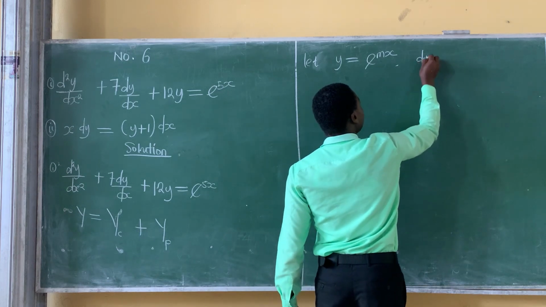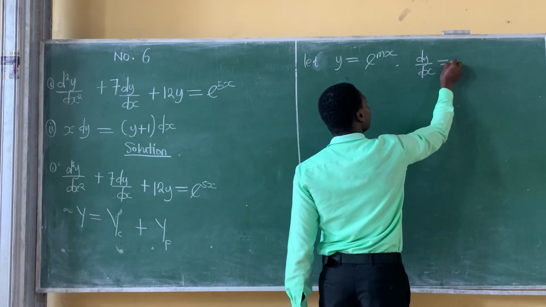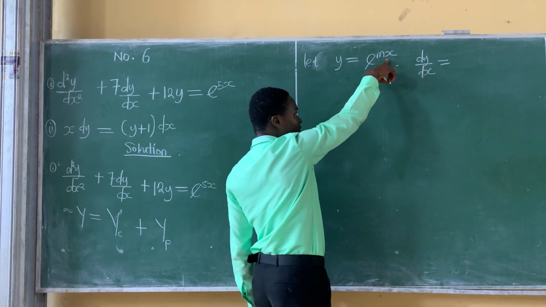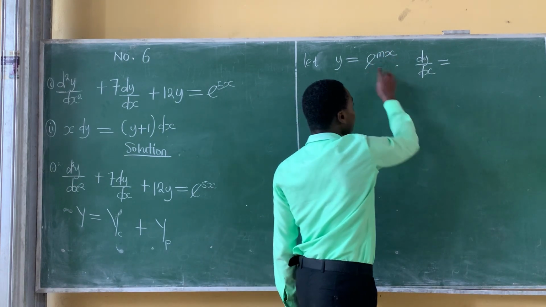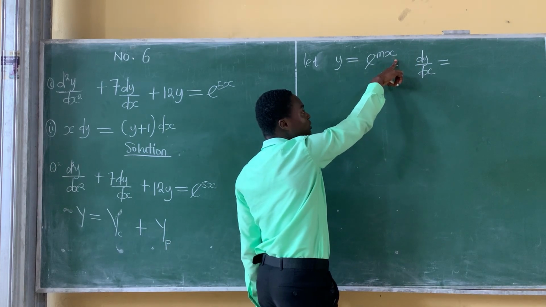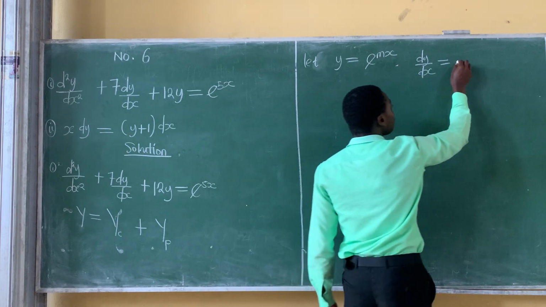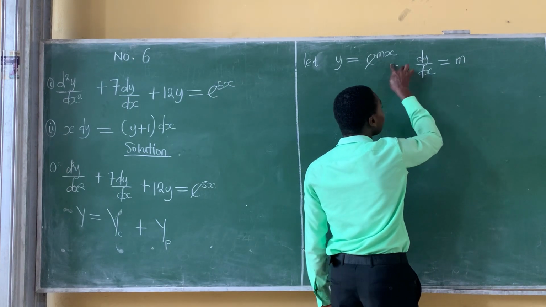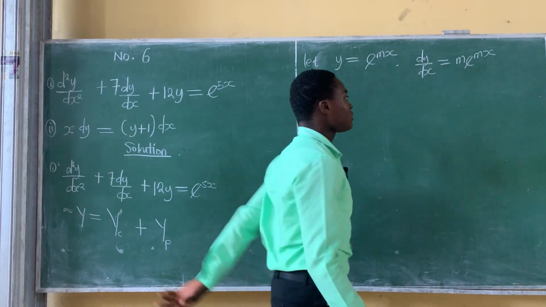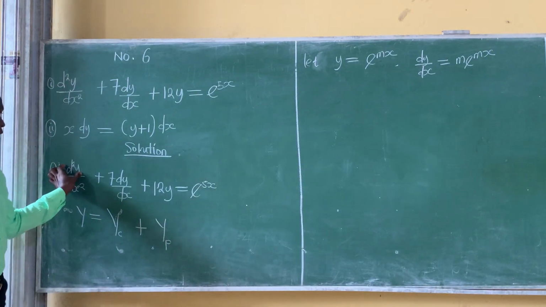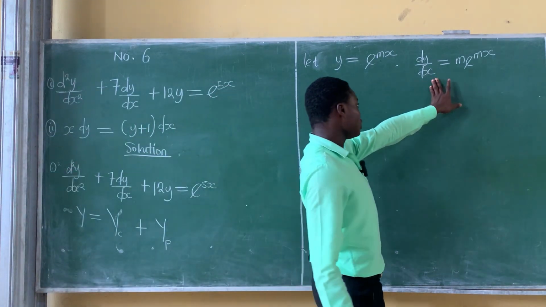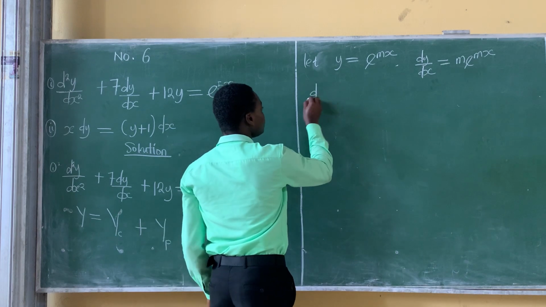If we differentiate y with respect to x, remember that to differentiate an exponential function, you take the derivative of the index and multiply it by the function. The derivative of the index mx with respect to x is m. So you write m and then rewrite the function e^(mx). This becomes our dy/dx. But we also need d²y/dx², which is the second derivative, so we have to differentiate again.